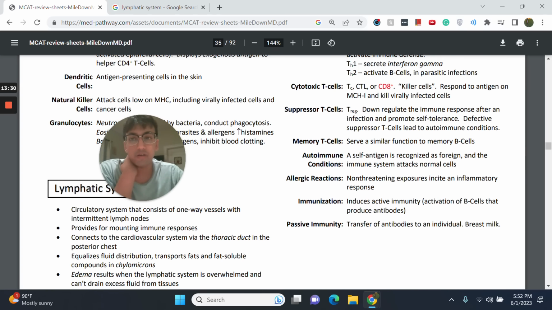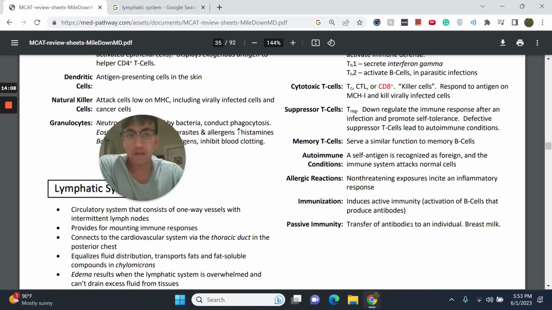An autoimmune condition is when a self-antigen, something in your own body, is recognized as foreign, and so the immune system attacks that. Allergic reactions are a non-threatening exposure that results in an inflammatory response. An example is if you eat peanuts and your body thinks that's a really harmful antigen, whereas it might not be, then that's an allergic reaction. And immunization is what I talked about, where you want to induce active immunity. Passive immunity is when you're transferring the antibodies to the individual rather than letting the individual develop their own antibodies.